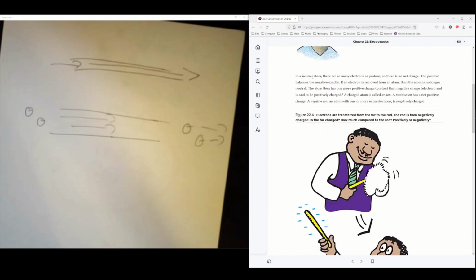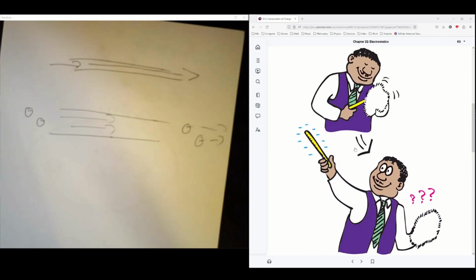And you're saying here, in a neutral atom, there are as many electrons as protons, so the net charge is 0. Atoms prefer to be in a neutral state. And they say if an electron is removed, so that's again, if an electron gets knocked out of the atom, then it becomes positively charged. And here's where they say a charged atom is called an ion. So an ion is when it's no longer neutral.